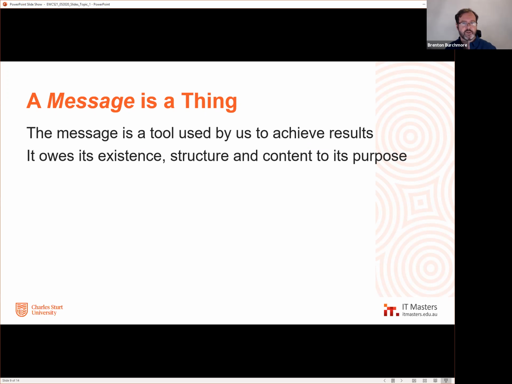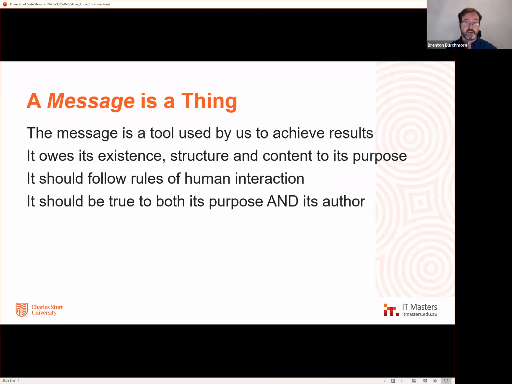Every message has a purpose. If it doesn't have a purpose, it's just expression. It's going to be handled very differently. So if it's a message and it's got to do something, we need to be thinking about the rules of human interaction that it needs to follow in order for it to do that thing. And we want it to be true to ourselves and its purpose. Obviously, it's going to have to be true to its purpose or it won't succeed.